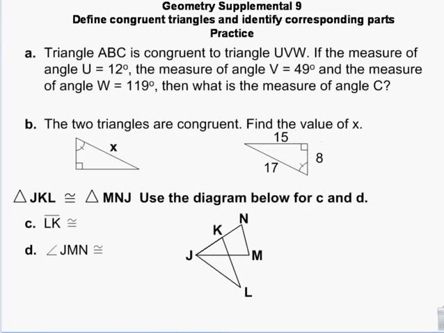Now we get to our practice. Triangle ABC is congruent to triangle UVW. So what I'm going to do is highlight that A and U are the same.